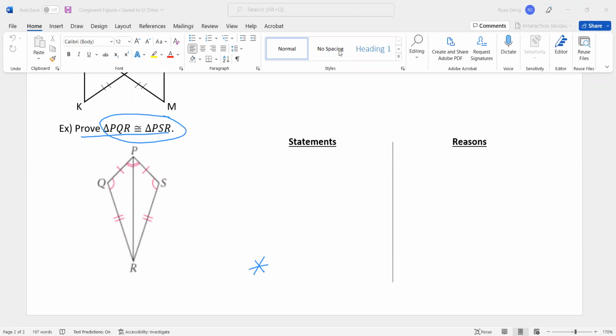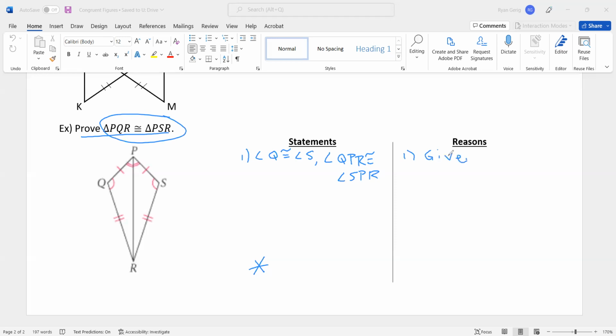Well, there's a lot of given information here. So I'm just going to list all the givens. Angle Q is congruent to angle S. I'm going to list all the givens, or not all of them, but angle Q, P, R. Why can I not say angle P? Well, there's multiple angles there at angle P. Is congruent to angle SPR. So both of those things are given.